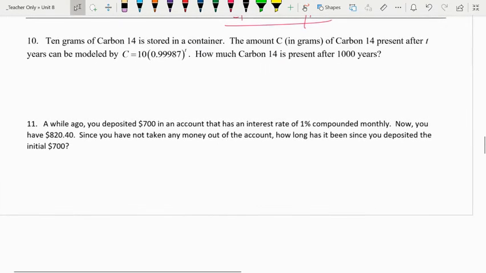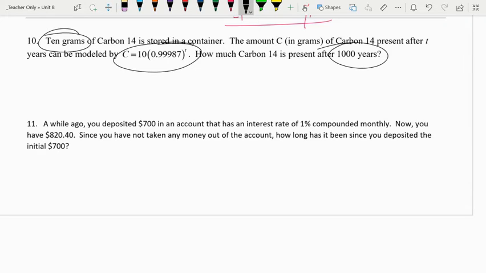All right, our last two questions. It says 10 grams of carbon-14 is stored in a container, so 10 grams. The amount, C in grams, of carbon-14 present after t years can be modeled through this equation here. How much carbon-14 is present after 1,000 years? So we're going to take that 1,000 and we're going to plug it in right there. So this one's nice and simple. All we have to do is plug it into our calculator.